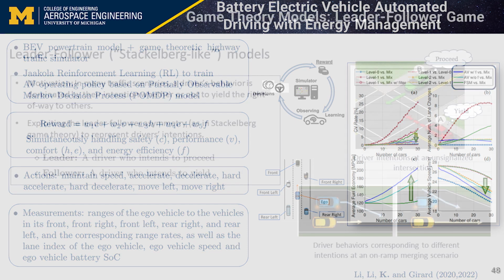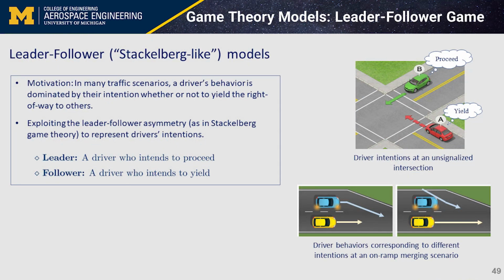So this is the work that we've done using level K models, and this is another framework that we looked at with the leader-follower games. These are Stackelberg-like models. And the motivation here comes from the fact that in many traffic scenarios, a driver's behavior is dominated by the intention whether or not to yield the right of way to others. And in fact, often this is also dictated by the rules of the road, by the traffic rules. So the vehicles can have different roles, and there is a leader-follower asymmetry, which can be exploited in Stackelberg game theory to represent drivers' intentions. And so basically, the leader is a driver who intends to proceed, and the follower is a driver who intends to yield.